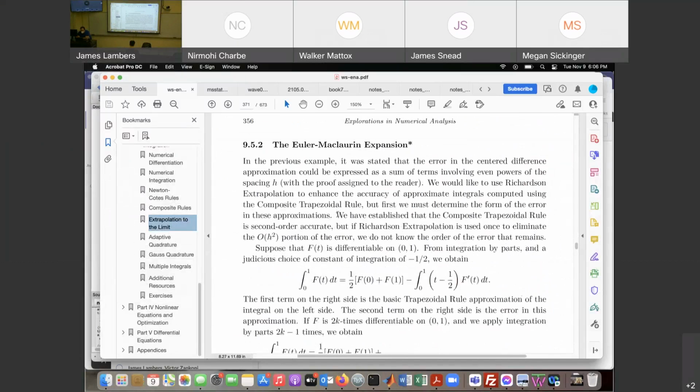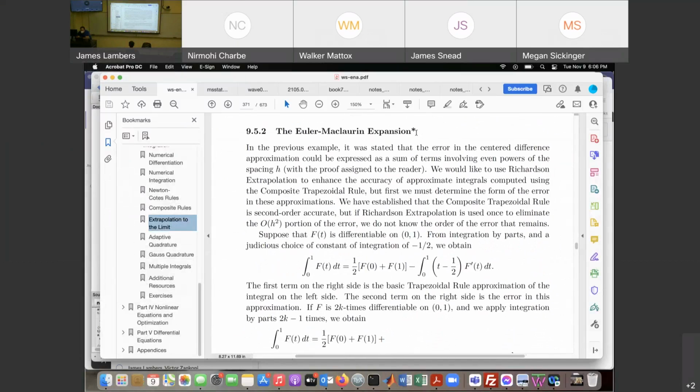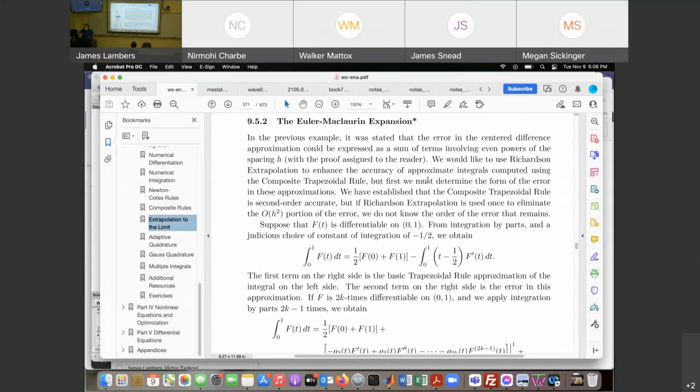Okay. Yeah, so the star in the case is an optional section of the book, not necessarily to read on first reading. So I didn't assign anything. Okay, I did assign one thing from the section, but it doesn't really require reading the section.